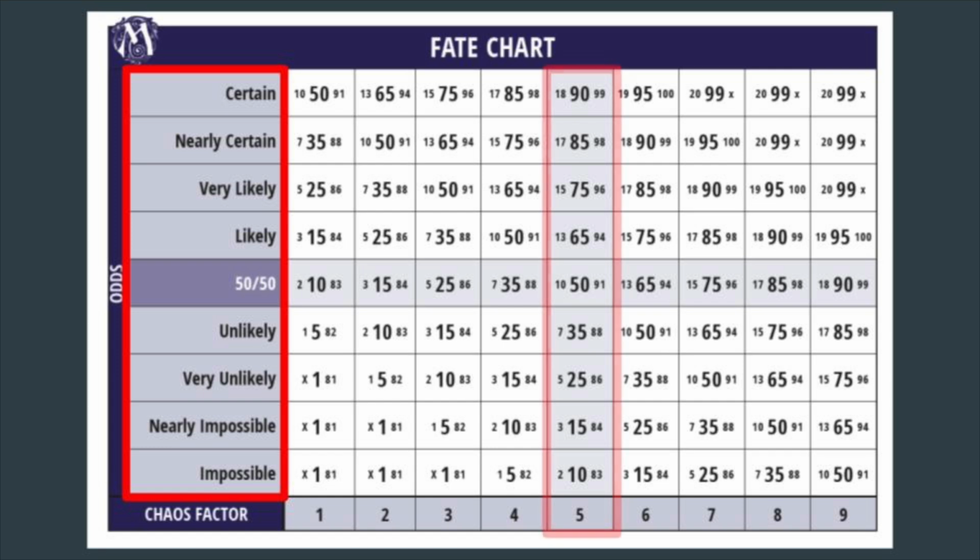to impossible. Note that in this middle column, certain events have a 90% chance of being true, and impossible events have a 10% chance of being true. So we're not talking about literally impossible or certain things. If something is truly certain or truly impossible, we would never be consulting this chart in the first place. Based on the odds we choose, the chart gives us the percentage chance that the answer is yes.